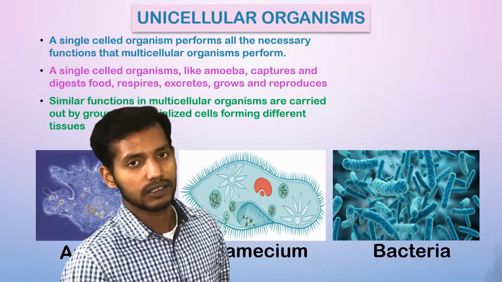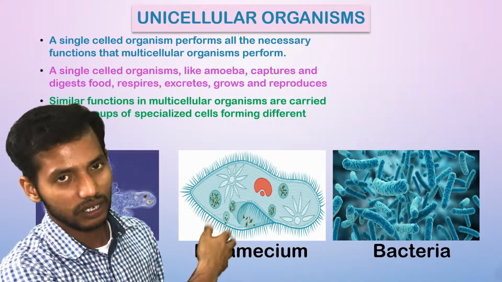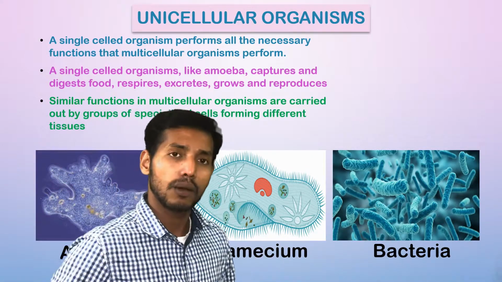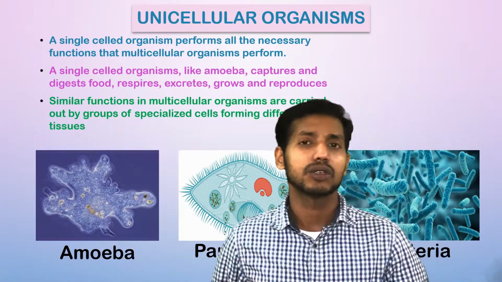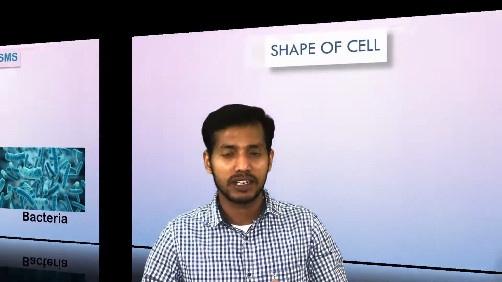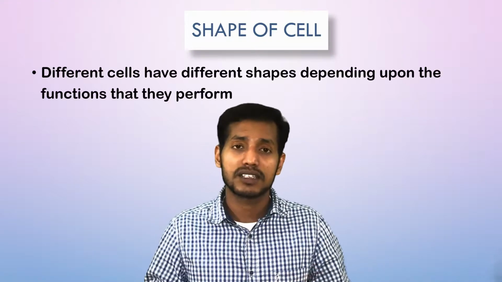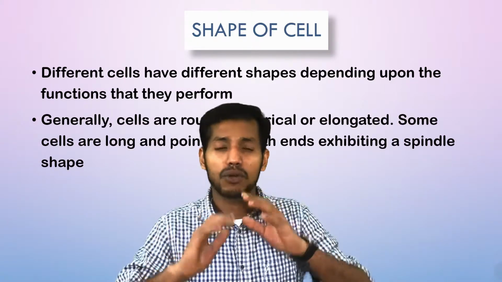And here you can see pictures of some examples of unicellular organisms: amoeba, paramecium, bacteria. These are all unicellular organisms. Next, the shape of the cells present in organisms. Different cells have different shapes depending upon the functions that they perform.